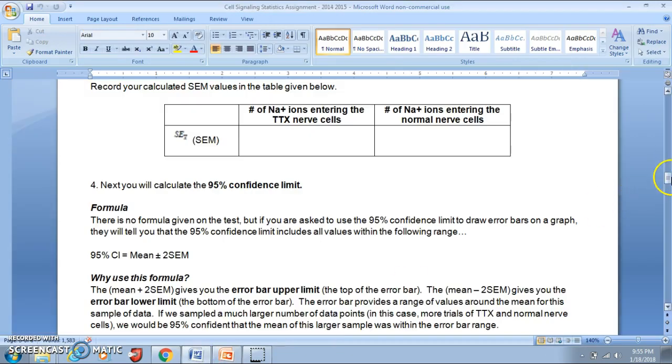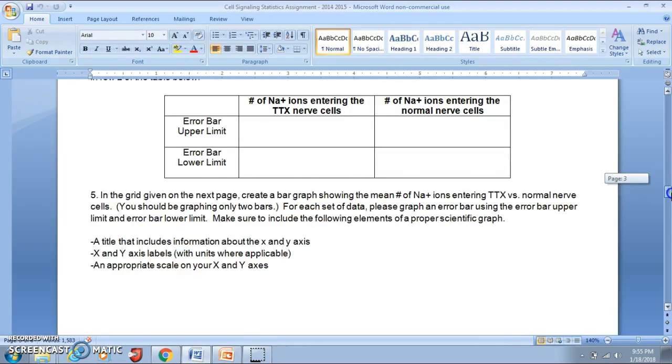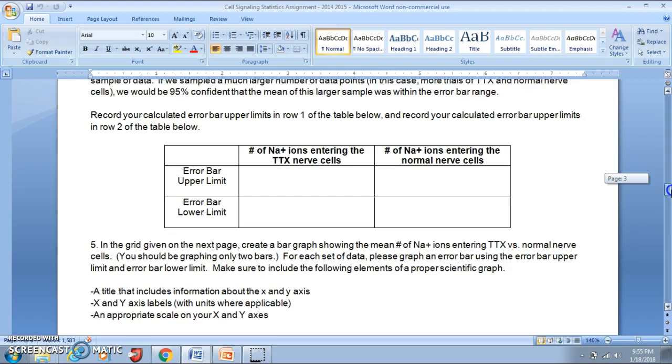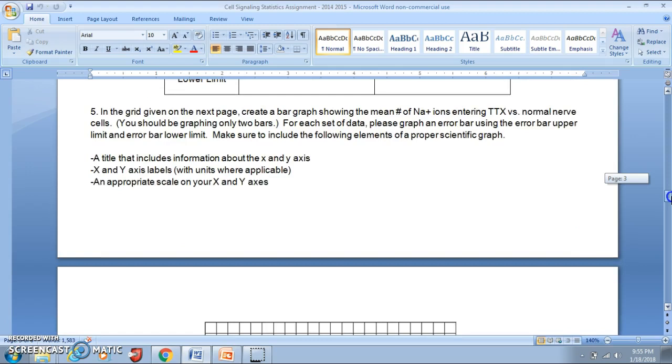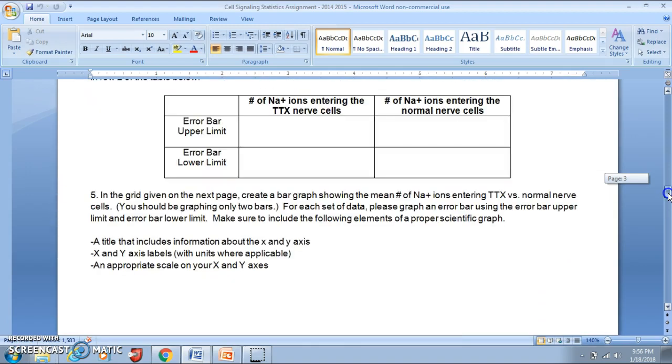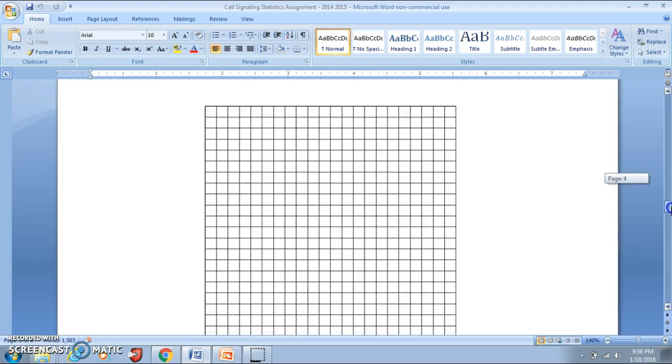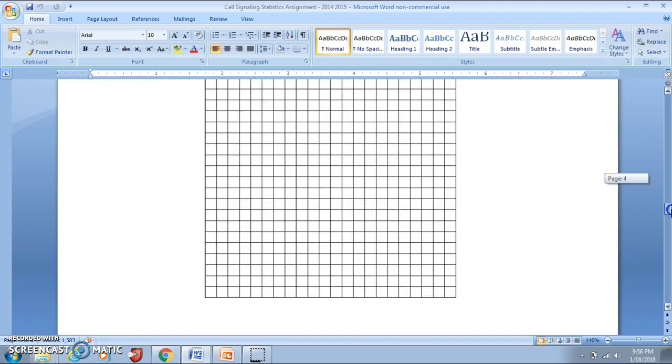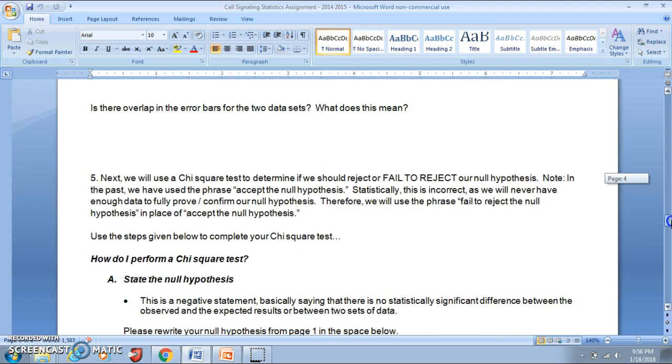I'd like you to go ahead and find the error bar upper and lower limits for the TTX and the normal nerve cells. And then I'm going to have you graph the error bars for a bar graph. So you're going to have 2 bars, one for each mean, and you're going to have an error bar for each of your bars. Then you're going to decide if there's overlap between the error bars for the 2 data sets. Okay. And you can go ahead and pause the video until that's done.